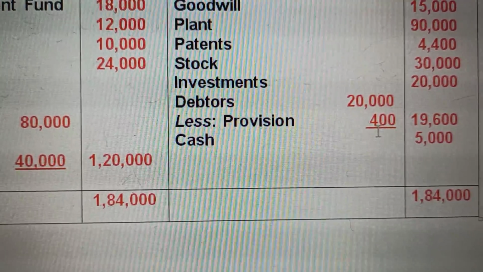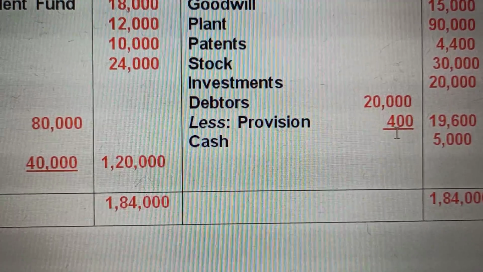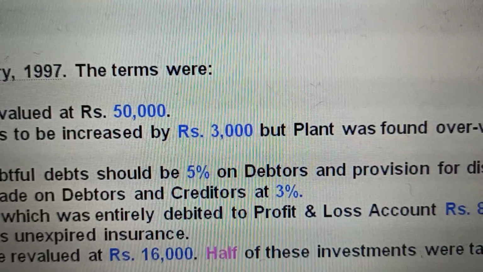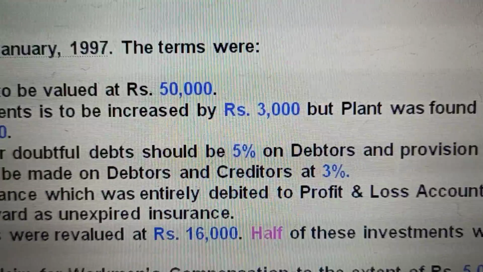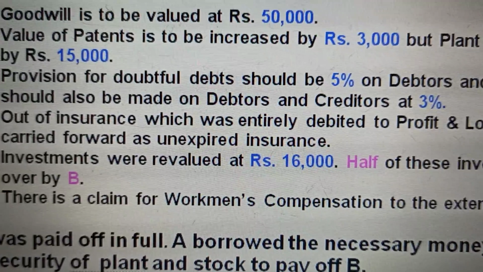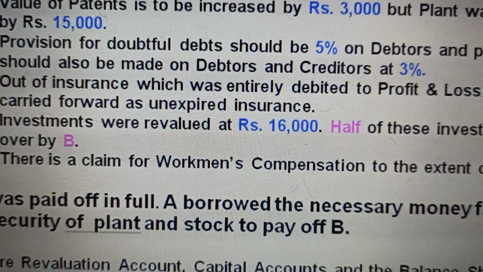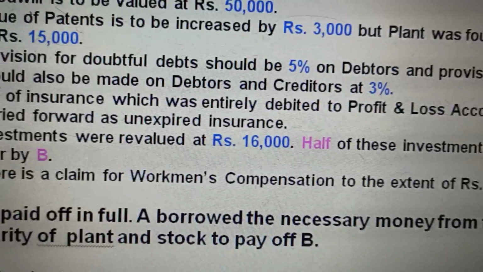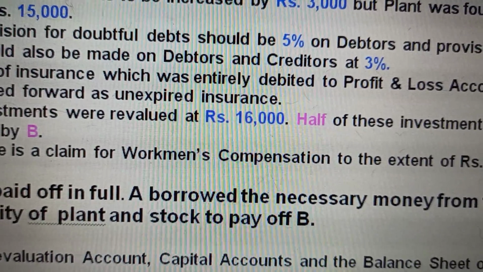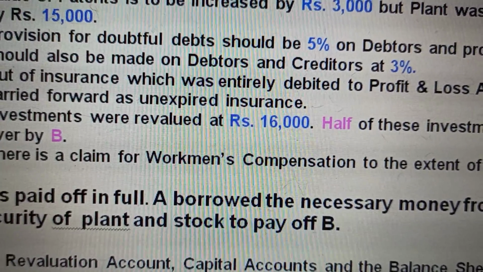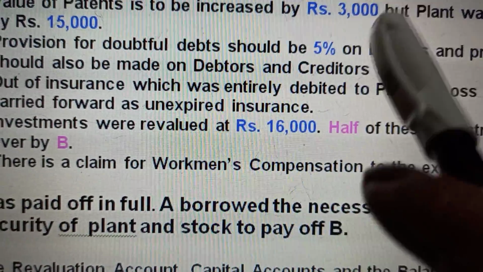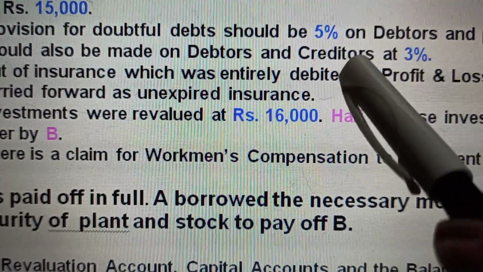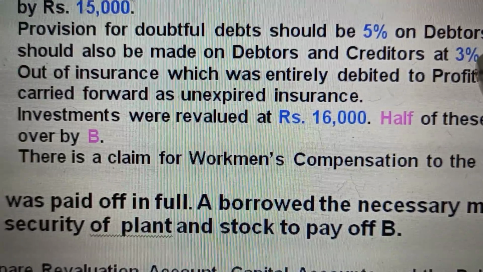That means 3% on this 19,600 minus that 19,000, what is already there, 3%. We find out this provision for doubtful debt should be 5% on debtors, and provision for discount on debtors should also be made on debtors and creditors at 3%. We know how to make the provision for discount. First, the provision for doubtful debts, and on the remaining amount, provision for discount on debtors. So after you make this provision, on the balance you create this 3% on the remaining 19,000.